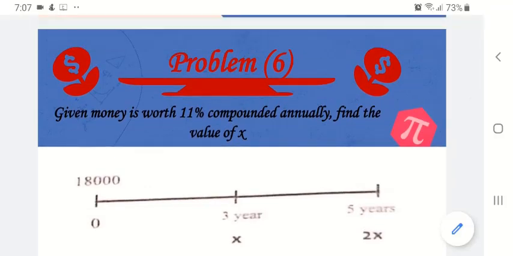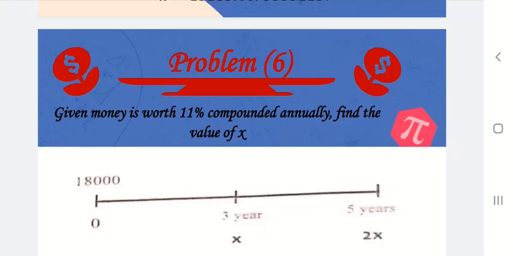Problem number 6. Given money is worth 11% compounded annually, find the value of X. In this problem, we don't know the position of the focal date; it wasn't determined. So the best position for the focal date is after 3 years, in the position of X.